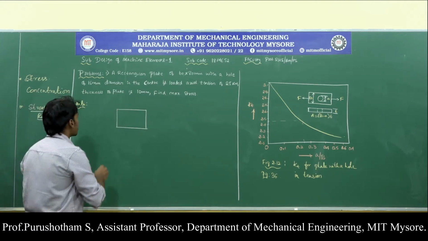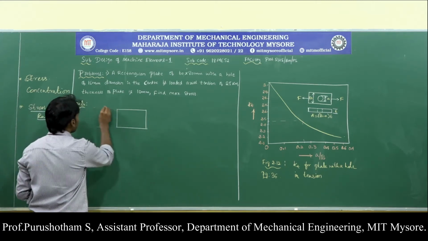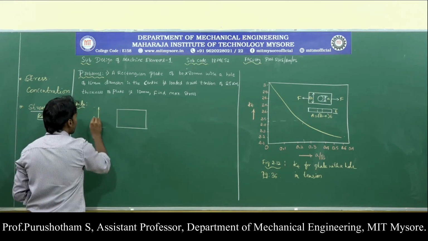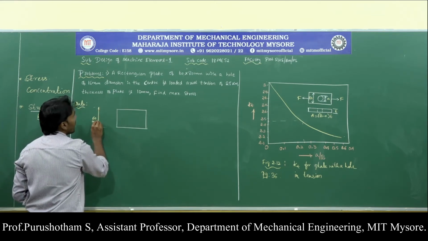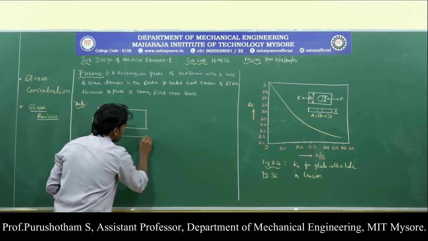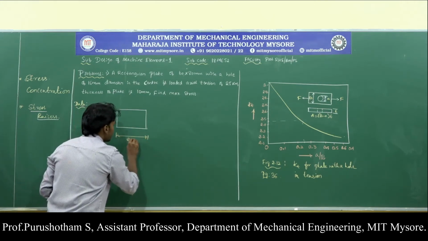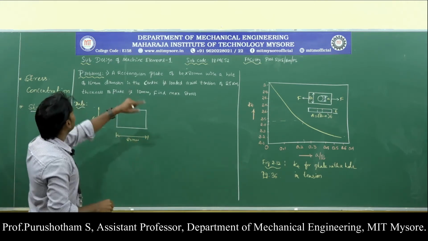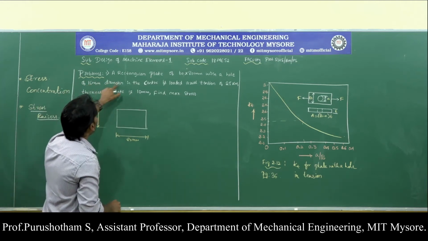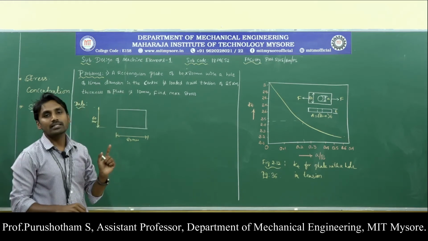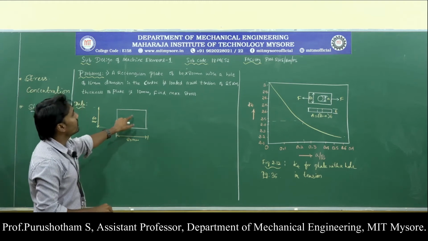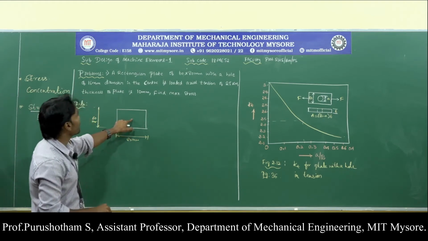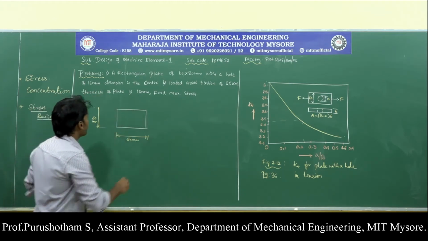That means they are given the width of the plate, which is 60 millimeter, and length of the plate, that is 80 millimeter, and with a hole of 15 mm diameter in the center. That means there will be a circular hole which is present at the center of the plate. The diameter of it is 15 mm.